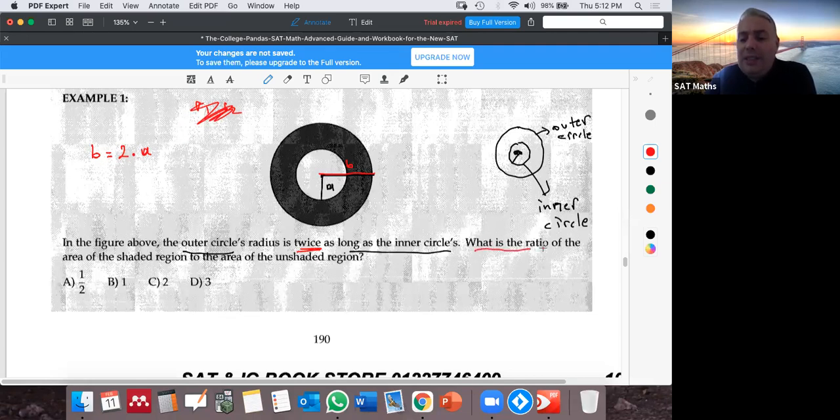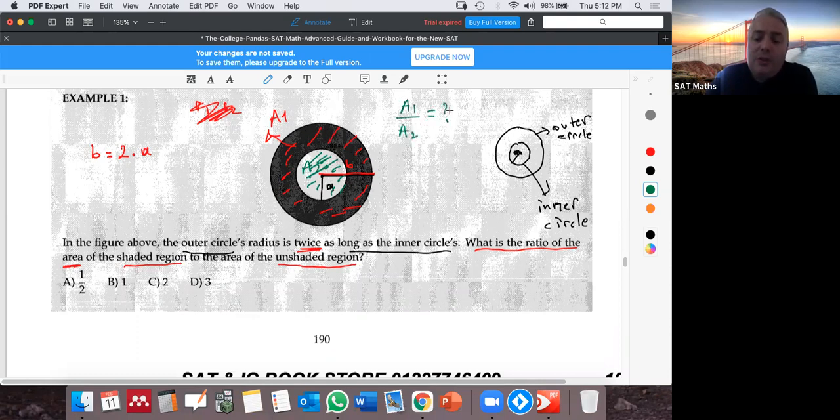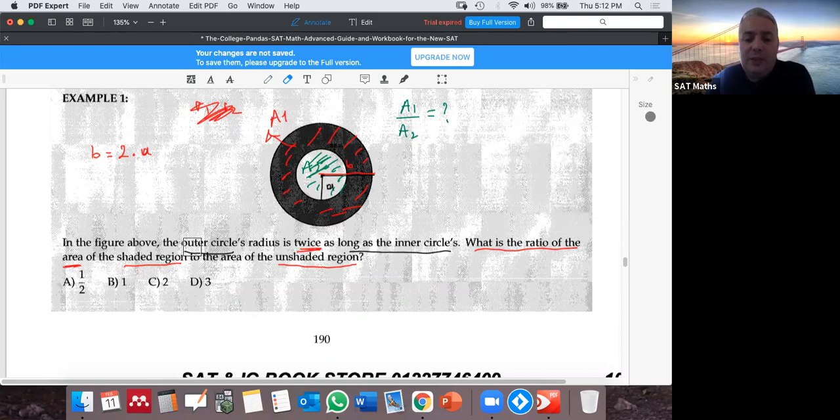Now the question: what is the ratio of the area of the shaded region to the area of the unshaded region? So if I call this area A1, and this white part area A2, the question is to find A1 over A2. Is the question clear? Read it one more time, and if it's not clear, tell me. I am waiting. If it's okay, I will continue.